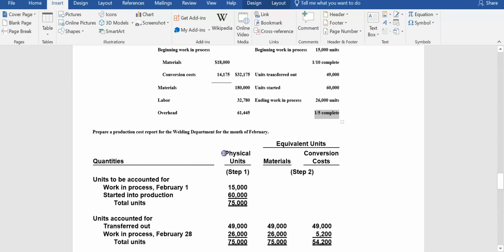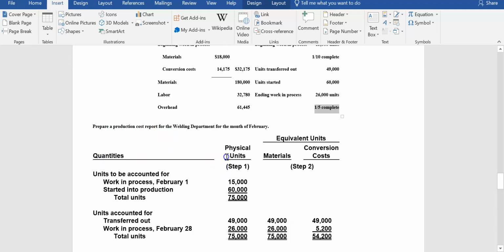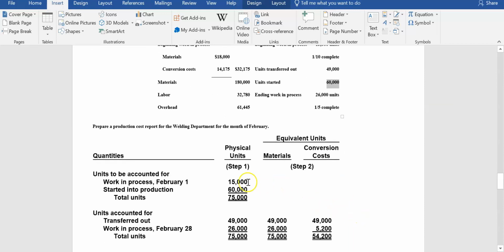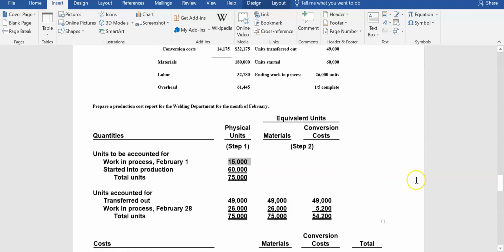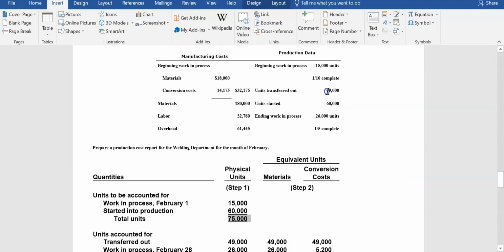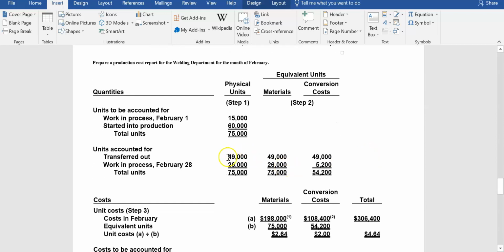Step 1, trace the physical flow of units. We were starting with 15,000 units, and then we started another 60,000 more. 15,000 units in beginning work in process, 60,000 units started, a total of 75,000 units in process. Of the 75,000 units that were in process during the month, 49,000 were completed and transferred out, and 26,000 were still on hand. We have accounted for the physical flow of the inventory through the production process this month.